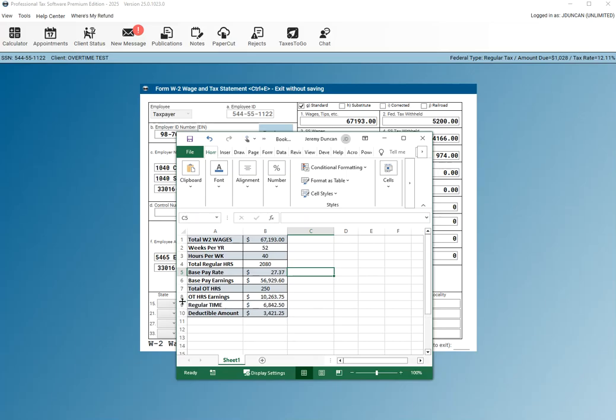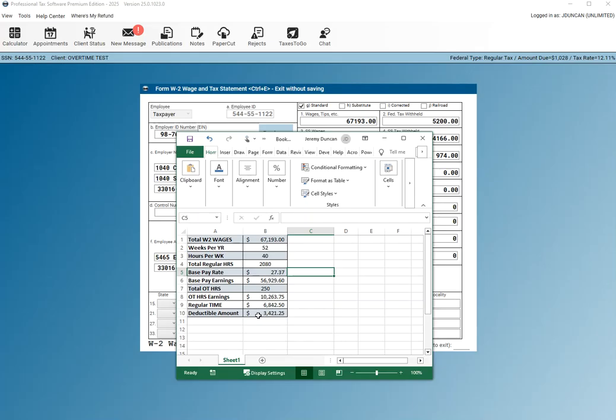Showing it a different way, the total of regular time wages earned during these overtime hours is 6,842 and change dollars, and that's simply the 250 times my 27.37 equals this 6,842. My total overtime earnings is this 10,263, minus my regular time gives me my deductible portion.